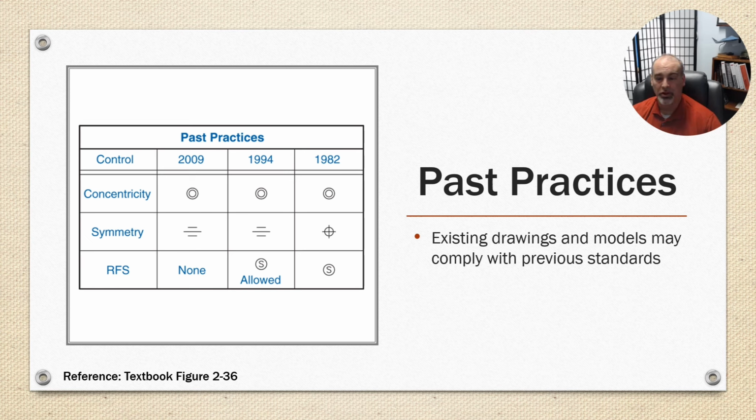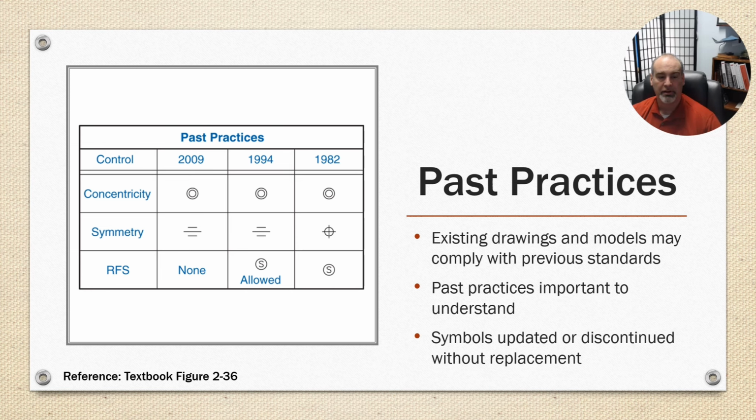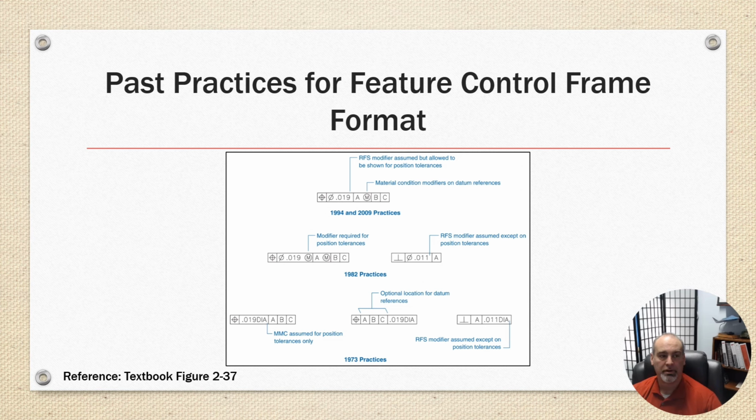I worked for Aero Metals, and we were working with drawings that went back to 1952 that haven't changed. So there was quite a gamut of different symbology usages. So we would have to go up and research what era those symbols were denoting. Okay, so that's why it's important to understand the past processes. And symbols updated or discontinued without replacement. Okay, past practices. Here's some more.